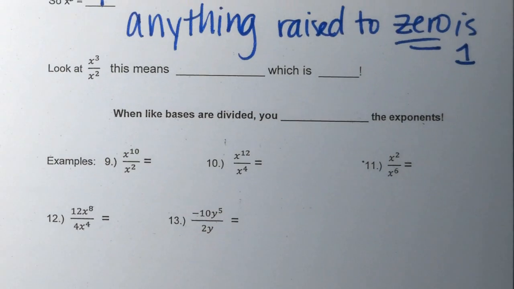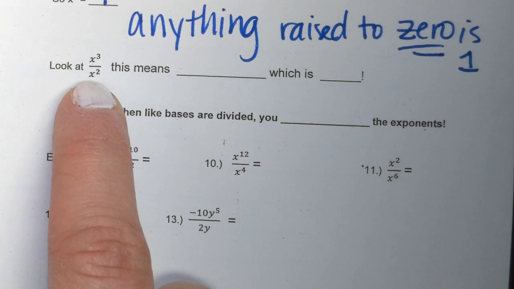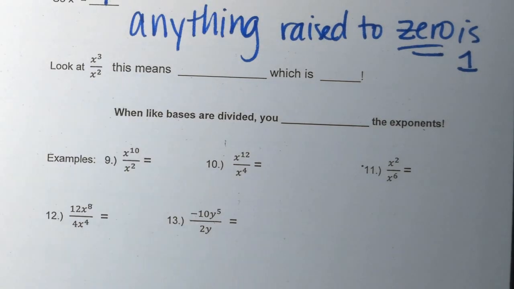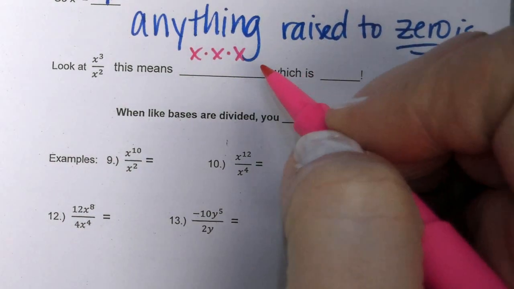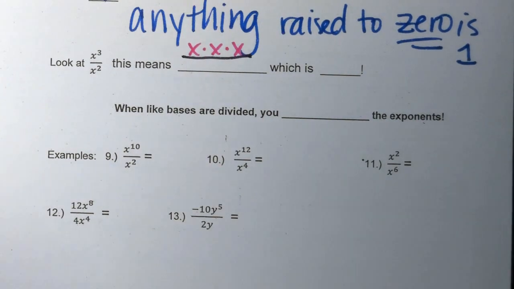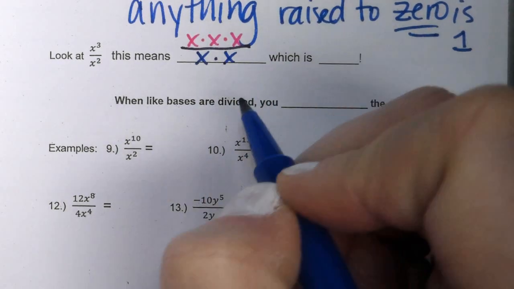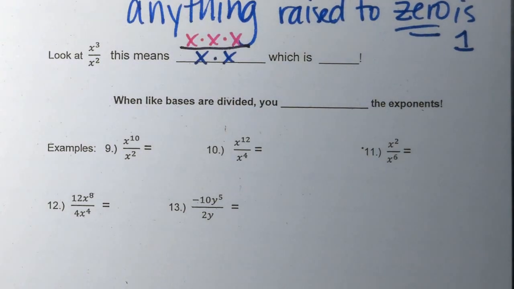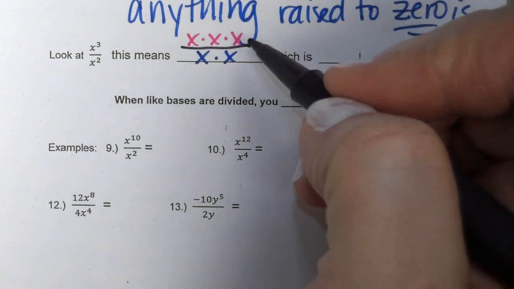This next part. Look at x to the third divided by x to the second. This means we're going to write this out. X to the third is x times x times x, right? And we have a divisor, the bottom, which is x to the second power, x times x. Okay? So when we write it out like that, we can have some x's cancel.